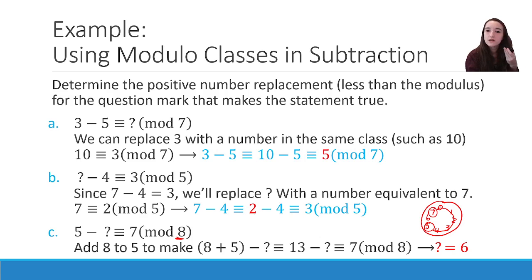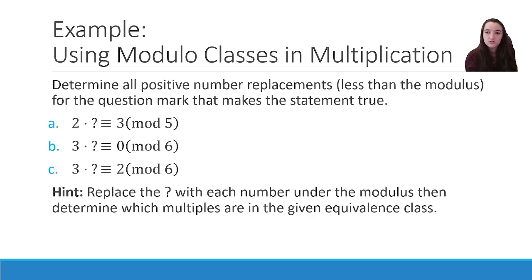All right, what about another operation we can do? We've done addition, we've done subtraction. Let's try multiplication. We're going to determine all positive number replacements that are less than the modulus for the given question mark that makes the statement true.